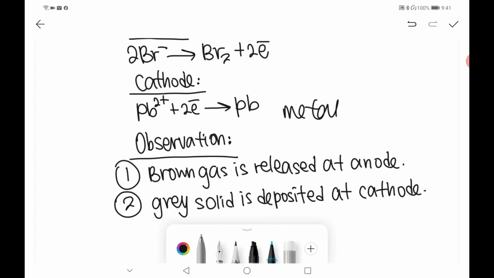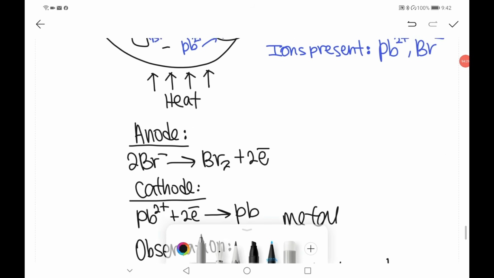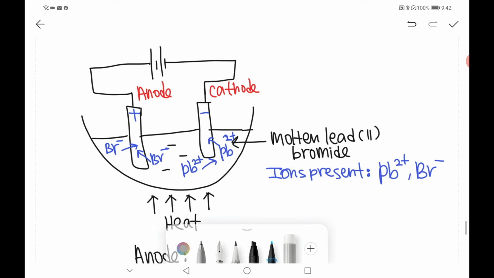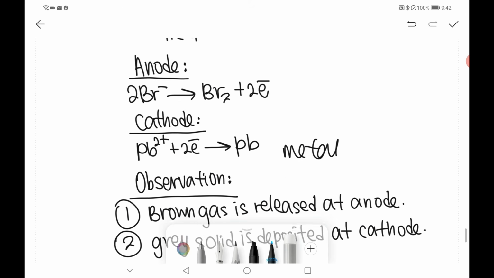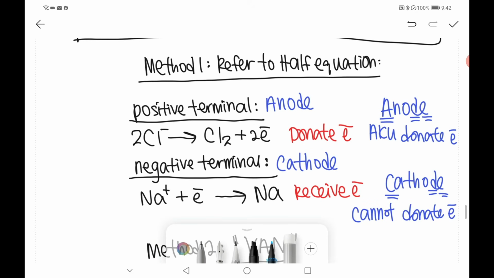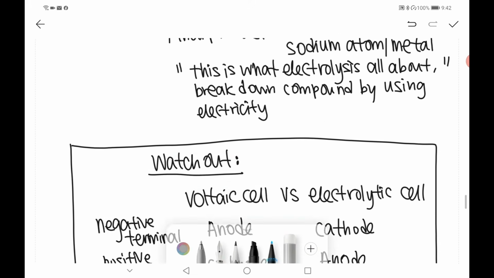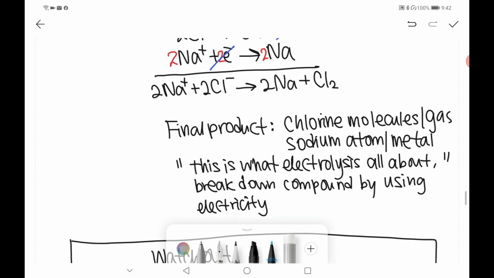Okay, so you see, not very hard. Once you have half equation, the observation is very simple. So this is what we are doing, step by step. All right, so it's not too hard. If you follow step by step, everything will be okay.